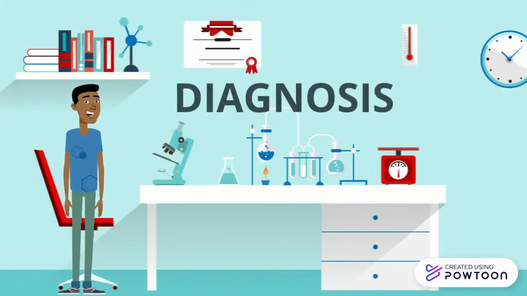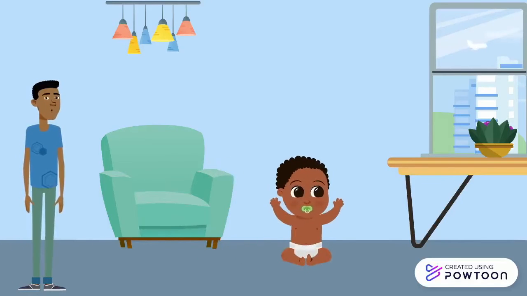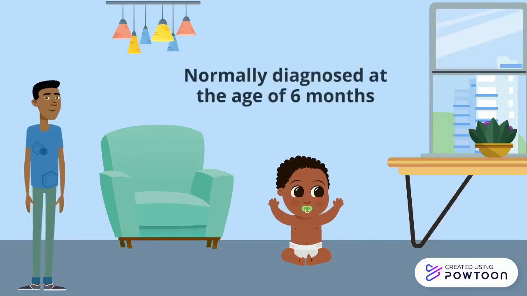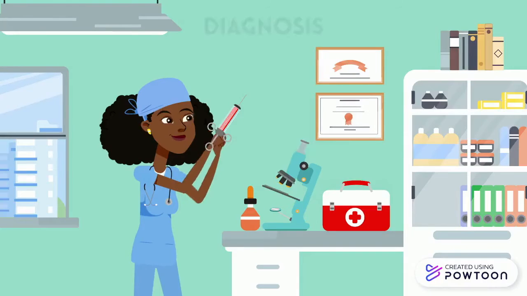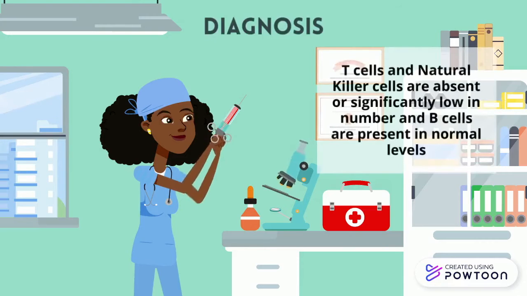Diagnosis of XSCID. Due to repetitive infection and failure to develop, normally the children are diagnosed for XSCID at the age of 6 months old. Blood tests are done to diagnose the disease, and if results show T cells and natural killer cells are absent or significantly low in number and B cells are present at normal level, the child is diagnosed with XSCID.